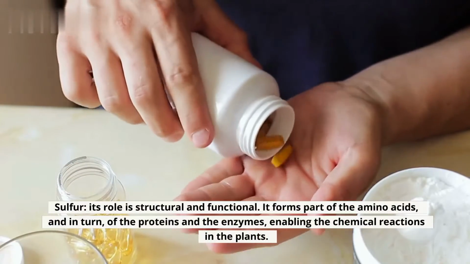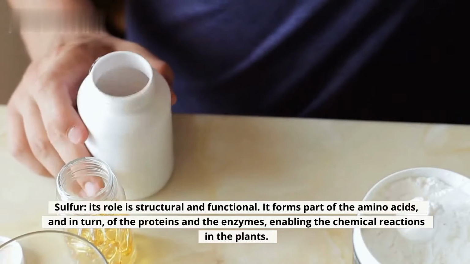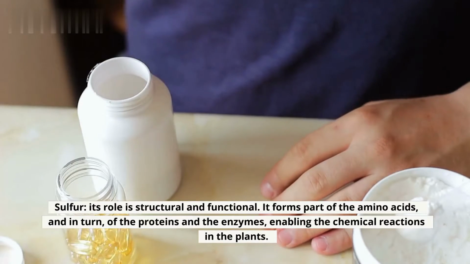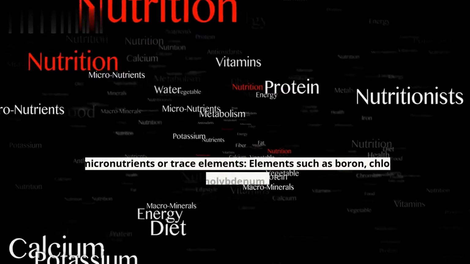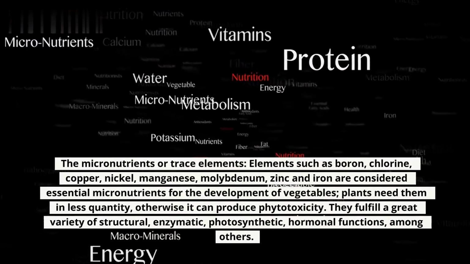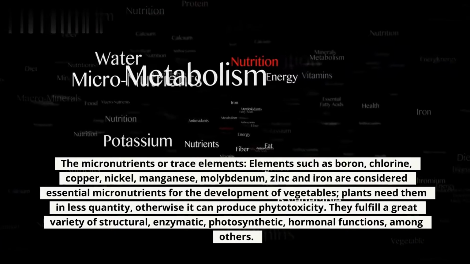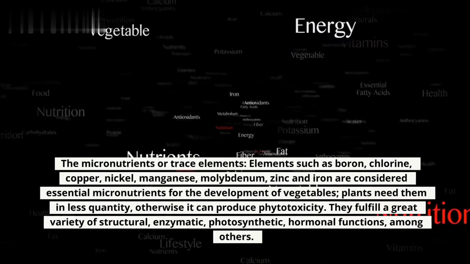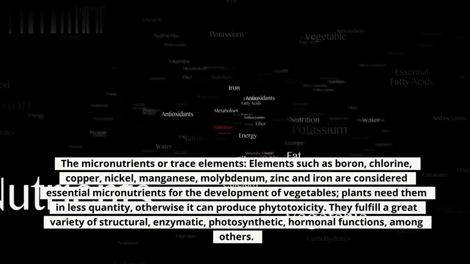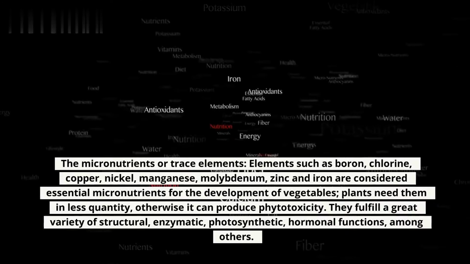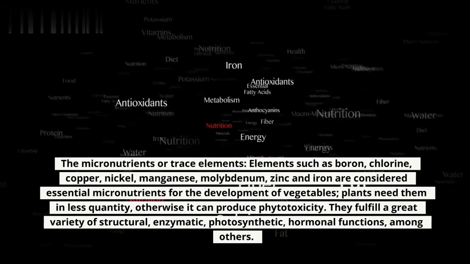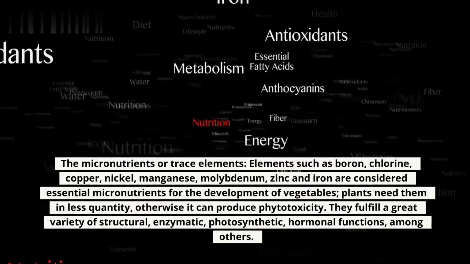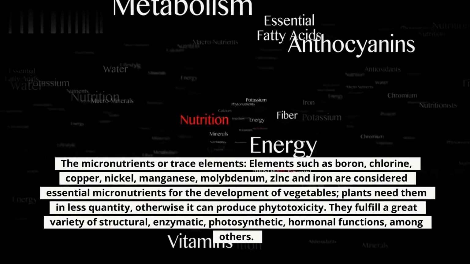Sulfur. Its role is structural and functional. It forms part of the amino acids, and in turn, of the proteins and the enzymes, enabling the chemical reactions in the plants. The micronutrients are trace elements. Elements such as boron, chlorine, copper, nickel, manganese, molybdenum, zinc and iron are considered essential micronutrients for the development of vegetables. Plants need them in less quantity, otherwise it can produce phytotoxicity. They fulfill a great variety of structural, enzymatic, photosynthetic, hormonal functions, among others.